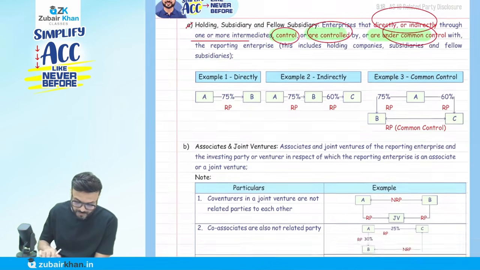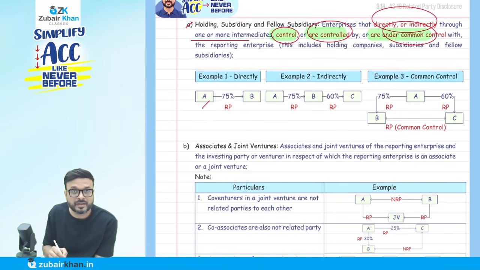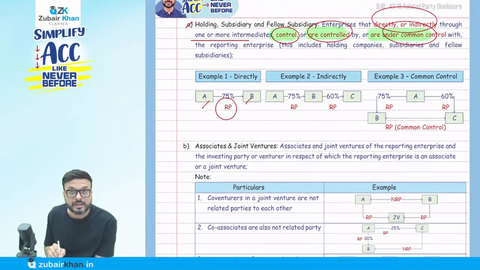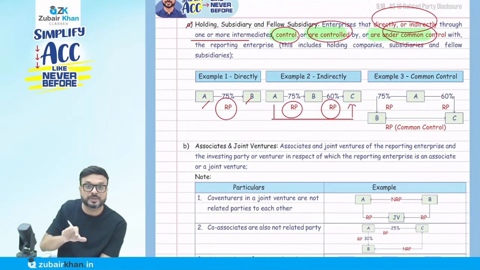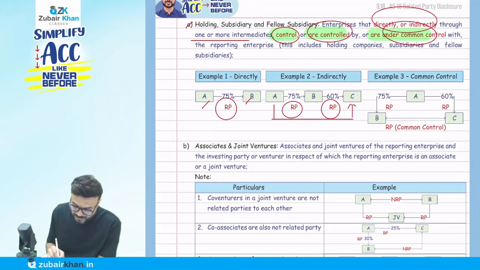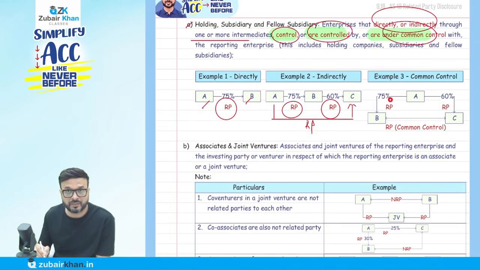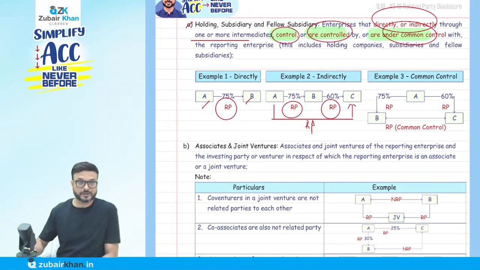So, first example: A holds 75% shares in B Limited, so it directly controls more than 50%. They are related. So A and B are related. B holds 60% shares in C Limited, so B and C are related, but A and C are also related because indirectly, through its subsidiary, A controls C. Now, in another case, A holds 75% shares in B Limited, so A and B are related parties. A holds 60% shares in C Limited, so A and C are also related parties.